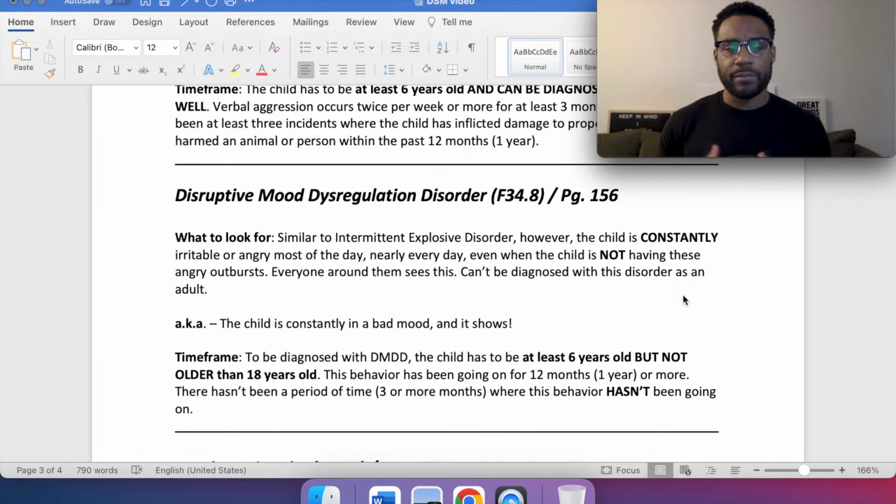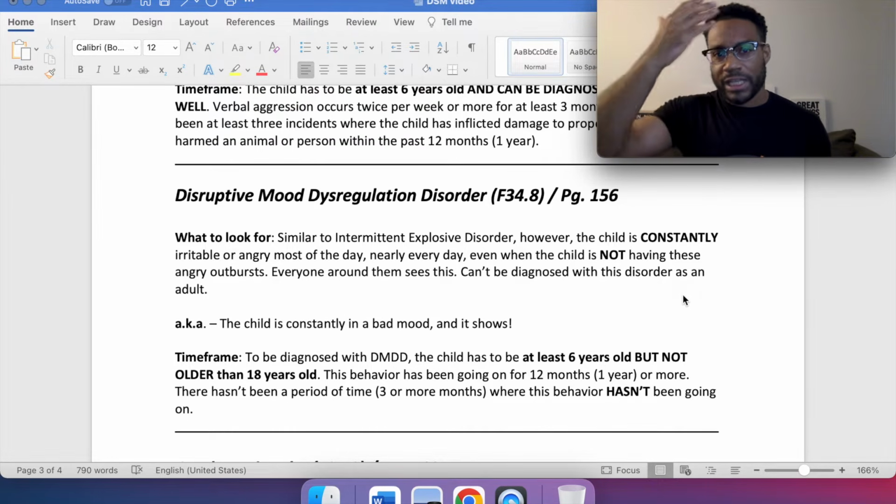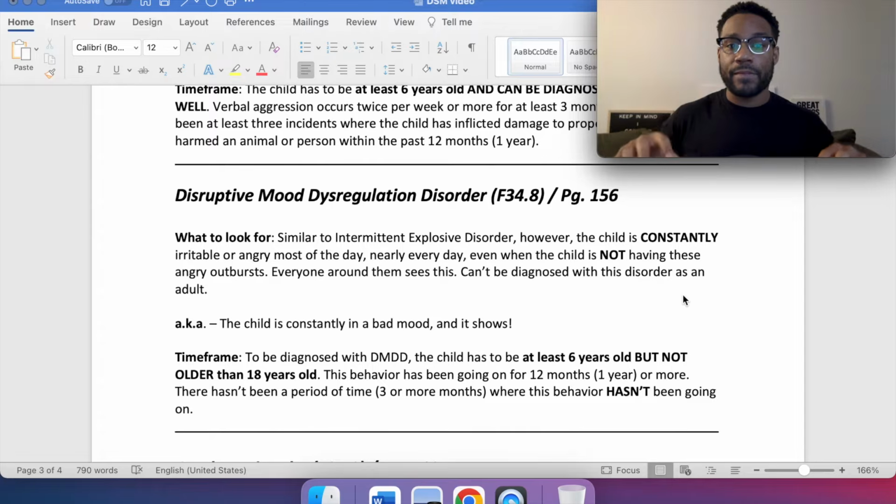So it's been going on a while, but again, on the exam, while time frame is important, think about when the question is highlighting the behavior and we're like, is this this or is it that? And when it comes to disruptive mood dysregulation disorder, yeah, they could be having the outbursts, the temper tantrums and everything. But even outside of that, they're in a constant state of irritability, anger, frustration, and it shows on their face. And the people around them, like the adults, the teachers, the parents, they see that.